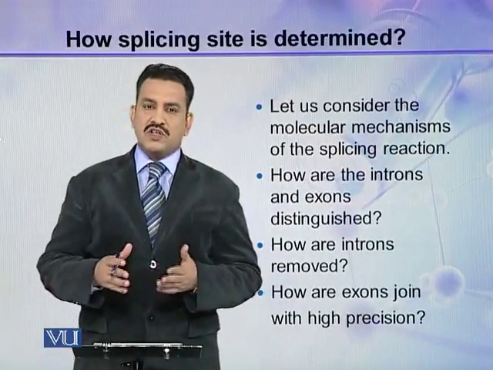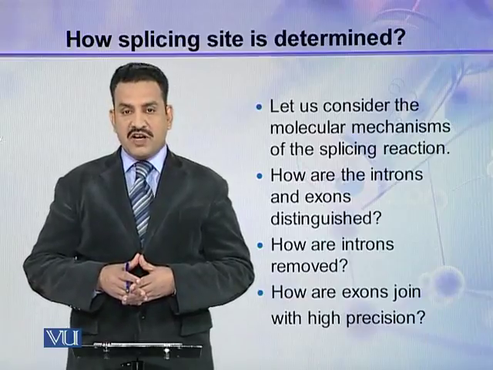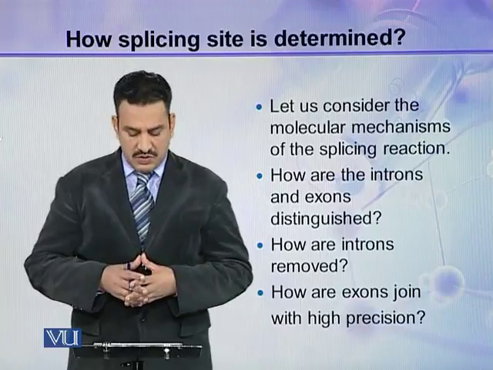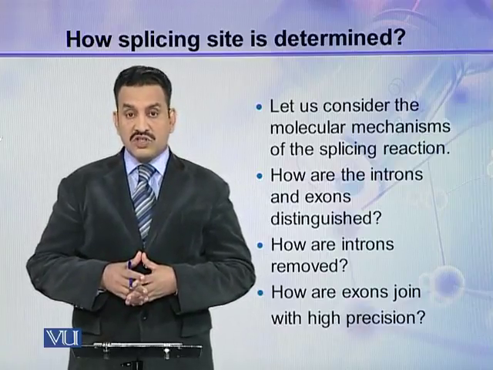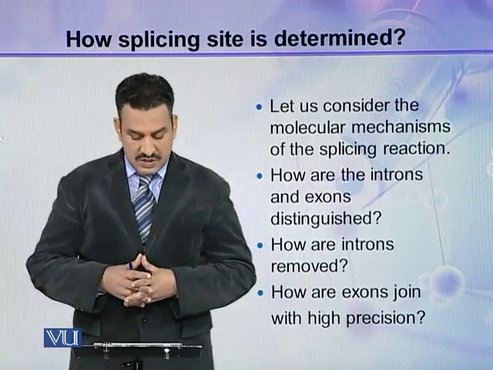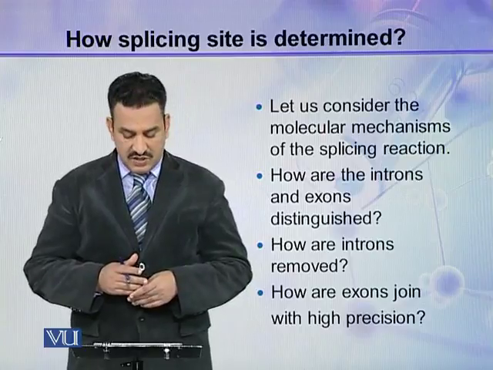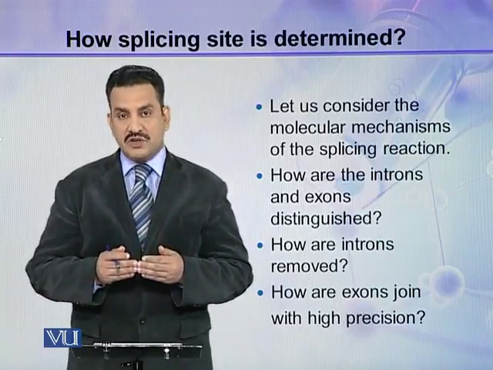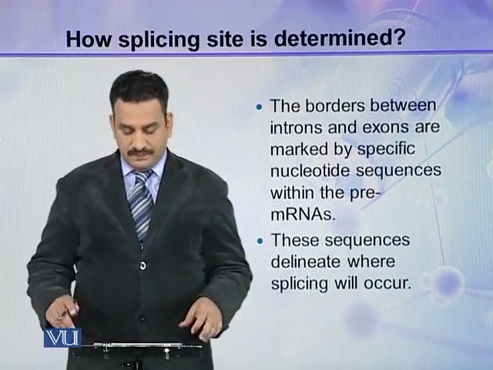Let us now consider the molecular mechanism of splicing reaction. So there are some questions. For example, how are the introns and exons distinguished? Second, how are introns removed? And third is how the exons are joined with high precision. So these are the basic questions which arise in the mind.